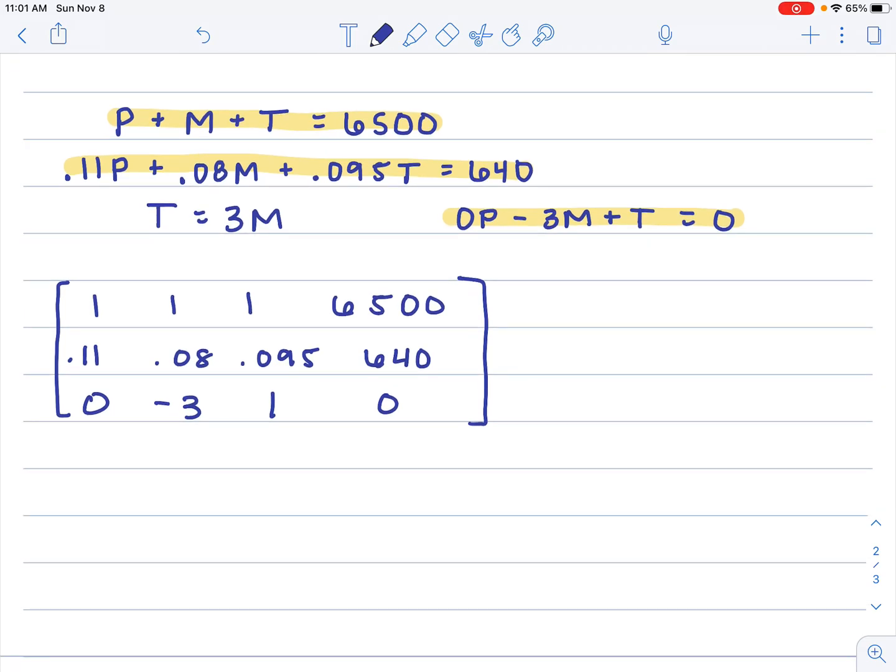When you get that, you end up getting that P is going to equal 2,500. M is going to equal 1,000. And the tax-free account is going to be 3,000.